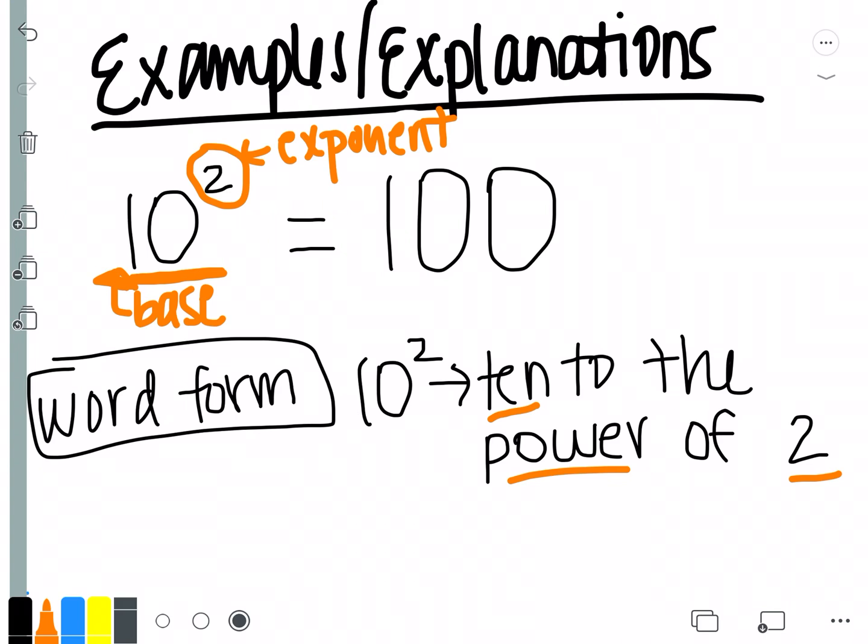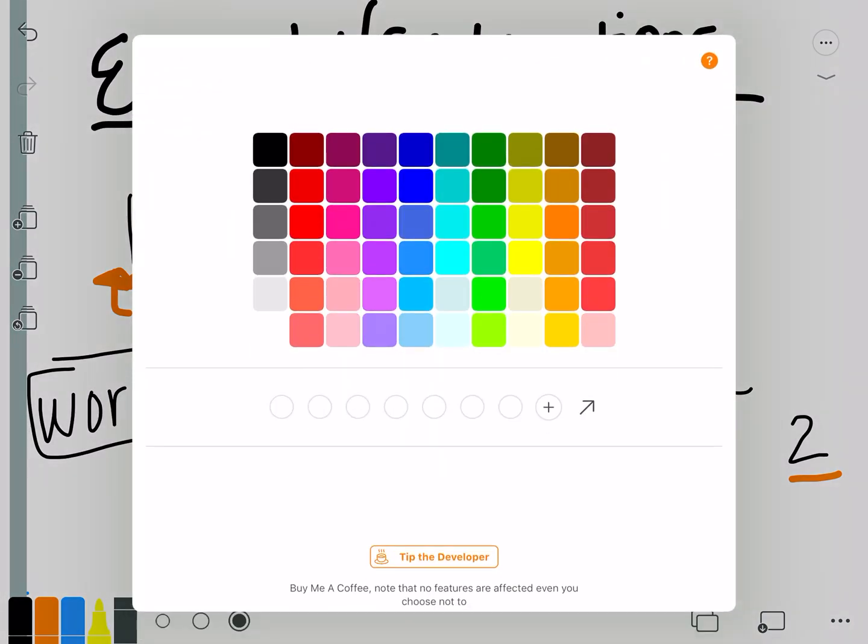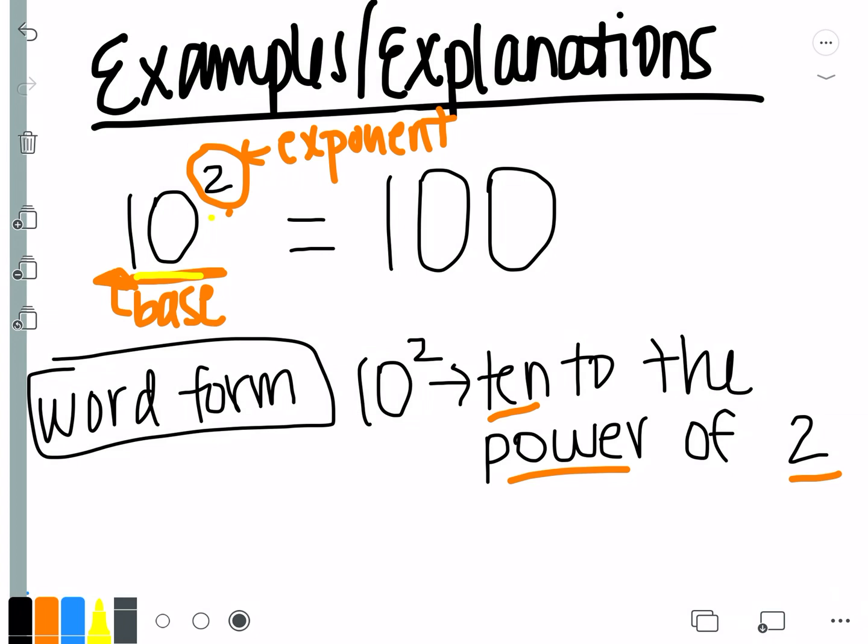Now your exponent can change numbers. 2, 3, 4, 5, 6, 7, 8, 9, 10. It can go up, whatever. But right now, what we're focused on is this base. So our base is 10 and our exponent is 2. Now this equal sign right here says that 10 to the power of 2 equals 100. Now I want you to really look at 100, and then I want you to look back at 10 to the power of 2.